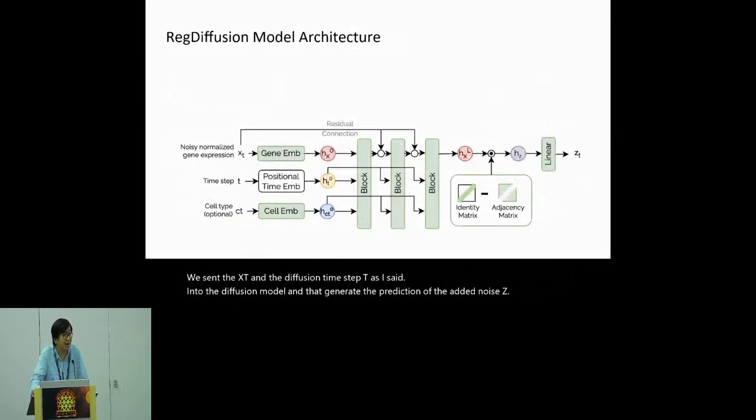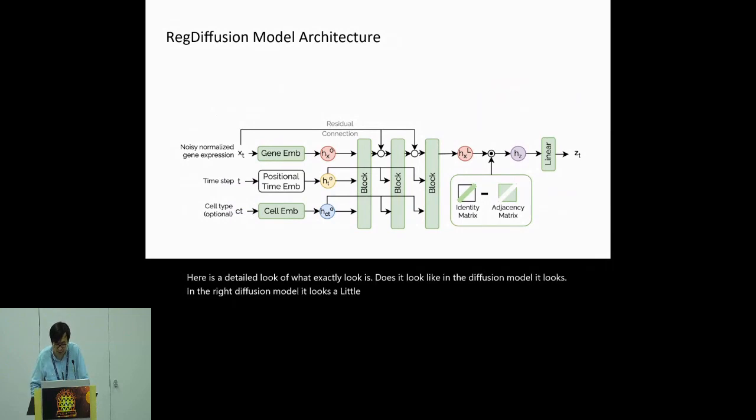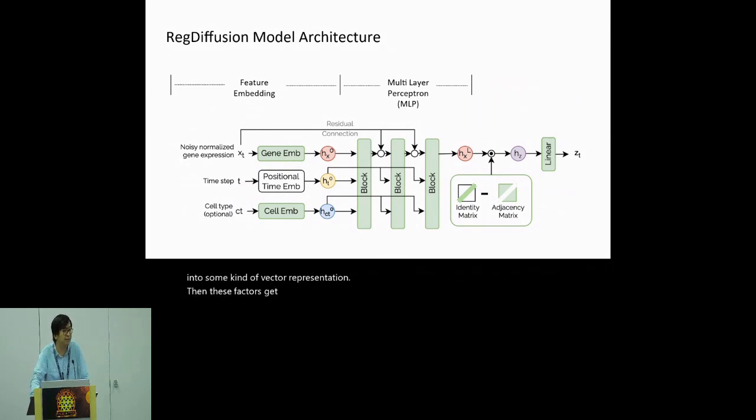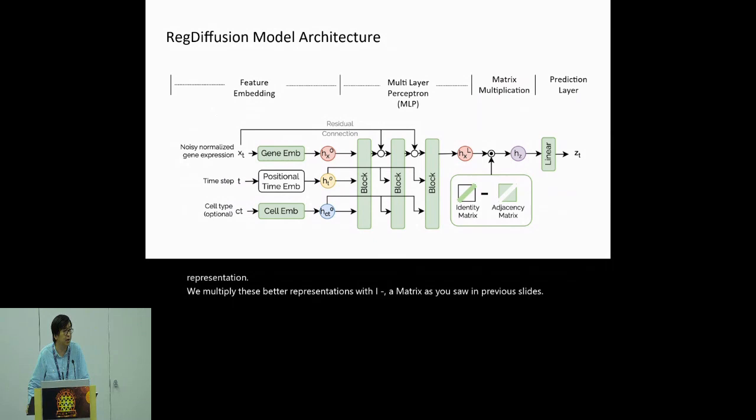Here is a detailed look at what exactly it looks like in the RegDiffusion model. It looks a little bit complicated, but in fact, as I said, it's very streamlined. We always start with a feature embedding layer that transforms the input data into some kind of vector representation. Then these vectors get sent into some layers of multi-layer perceptron to build a better representation. We multiply this better representation with an I minus A matrix, as you saw in previous slides. Finally, just a very simple linear prediction layer to predict the added noise. So it's very streamlined.